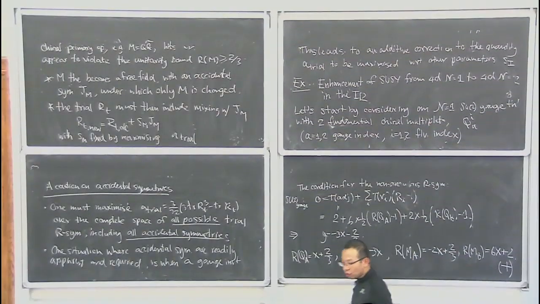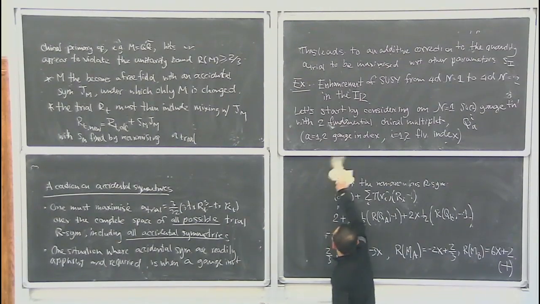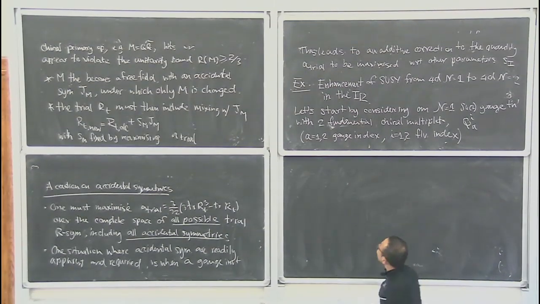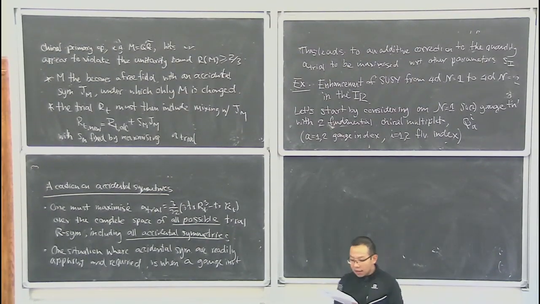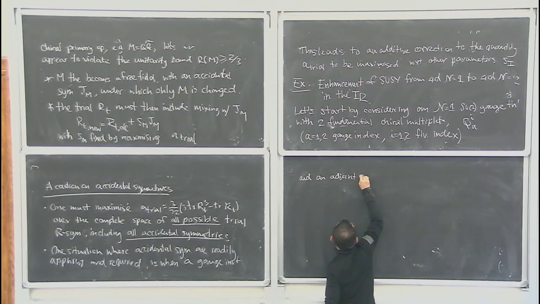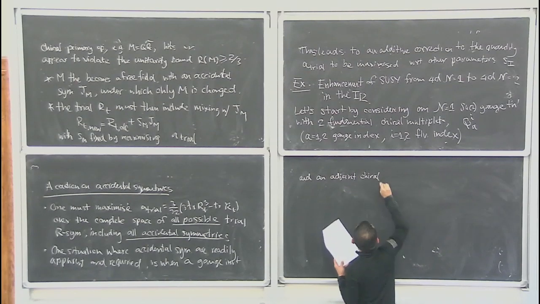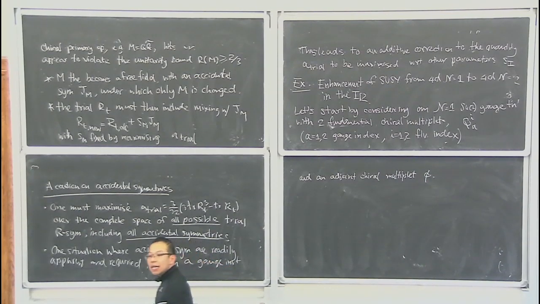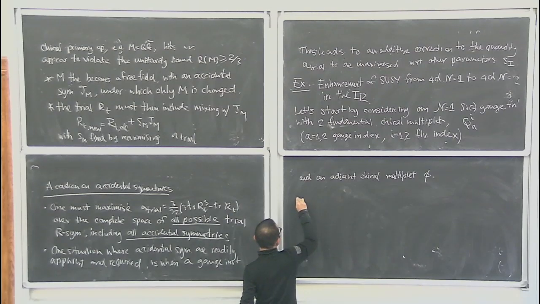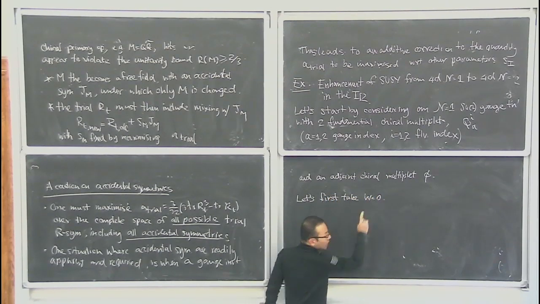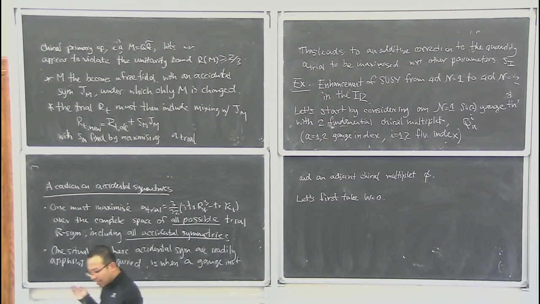It has not only this, it also has an adjoint chiral multiplet, which I will call phi. So let's first do it naively. Let's first take zero superpotential. You will see that for non-zero superpotential, the result will be nicer. But let's do zero superpotential.